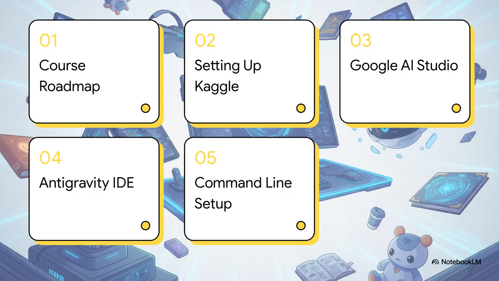All right, let's jump right into it. Here is our Launchpad checklist for today. First, we'll look at the course roadmap. Then, setting up Kaggle, unlocking Google AI Studio, installing the Anti-Gravity IDE, and finally, configuring the command line. 5 simple steps to get you ready for liftoff.